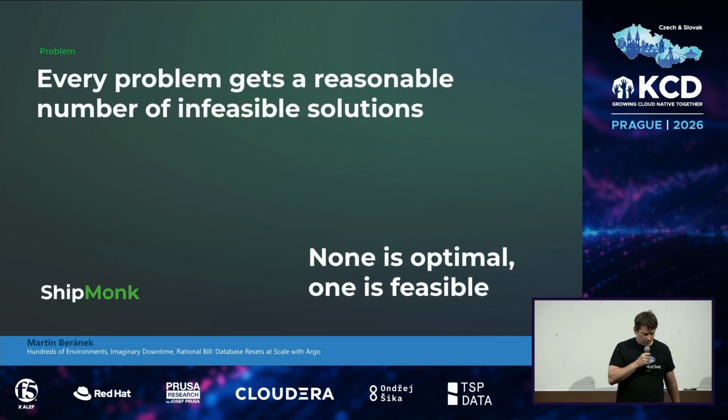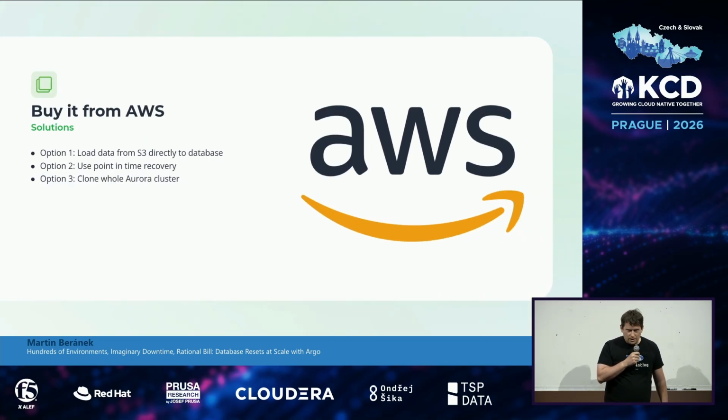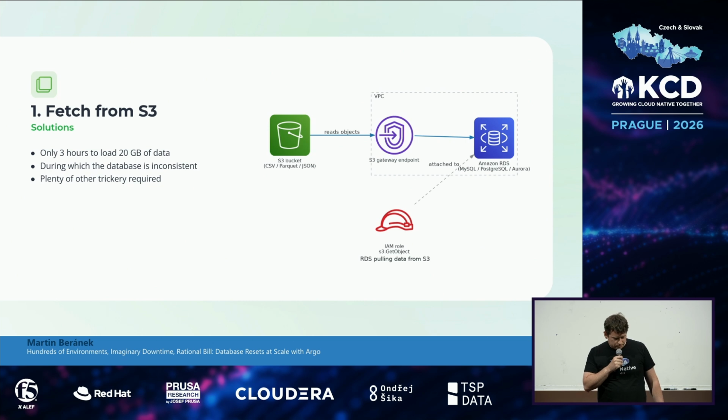So every problem gets a reasonable number of infeasible solutions. None of them is optimal, that's what we know. And one is feasible, like doable. And of course, you can always buy the power, buy it from AWS, load the data from S3, use point-in-time recovery, which kind of makes sense if you want to roll back to some specific time and just use it again and again, or just clone the whole cluster. And we explored those solutions.